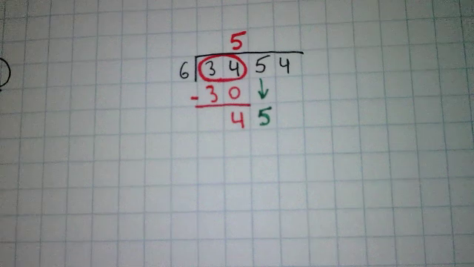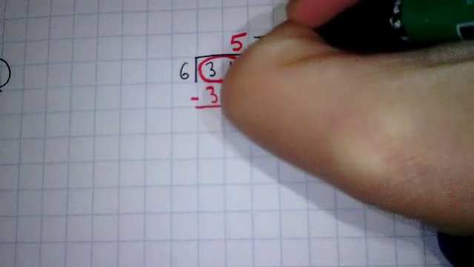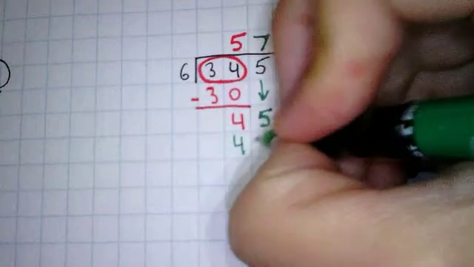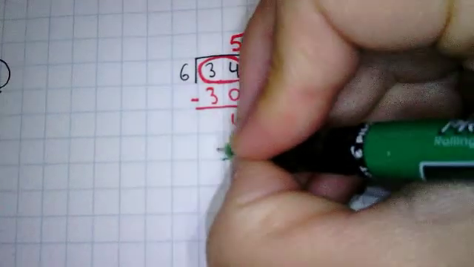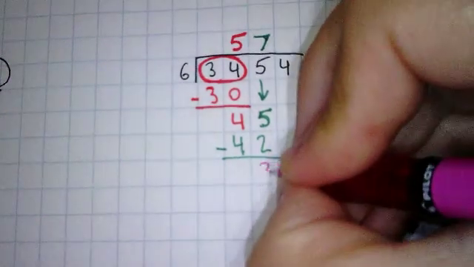Who can tell me? Angelina? 7 times. She says 7 times. I like it. I'm going to write it. What was 6 times 7? I know. Henry? 42. It is 42, so I'm going to write 42 here. And when I subtract, what do I get there? 3. I get 3. Good.